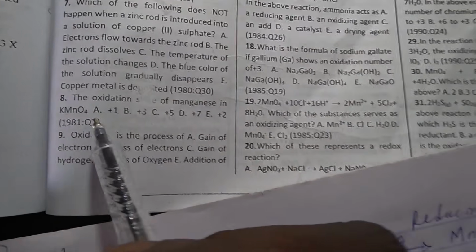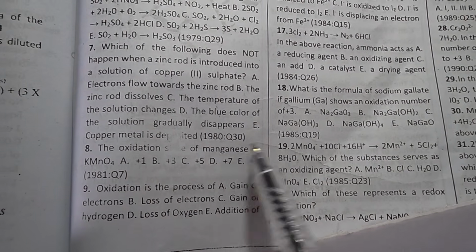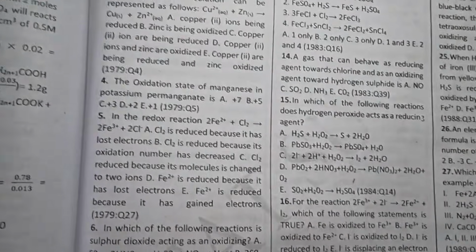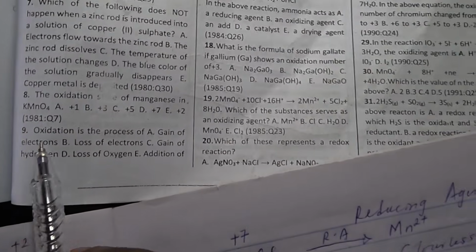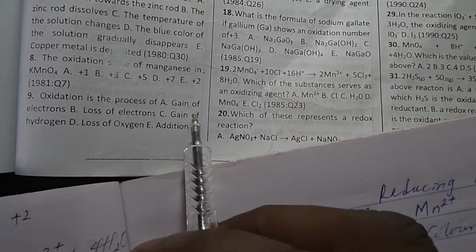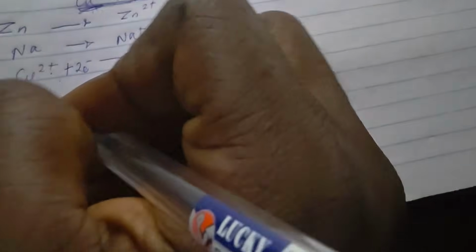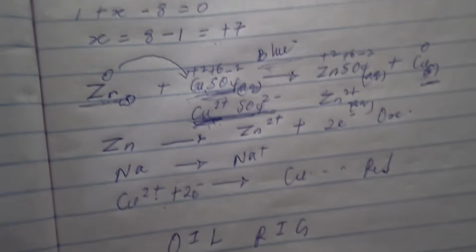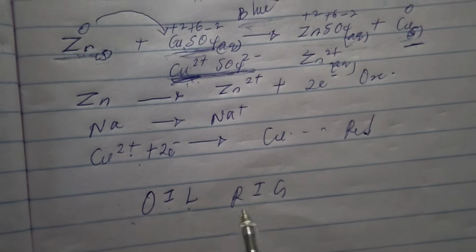So question 8, the oxidation state of manganese in KMnO4, we just did that. That is plus 7. We did that in question 4. So that's plus 7. Now, number 9, oxidation is the process of what? Gain of electrons, loss of electrons. I already told you to remember OIL RIG. In OIL RIG, oxidation is loss of electrons, reduction is gain of electrons.